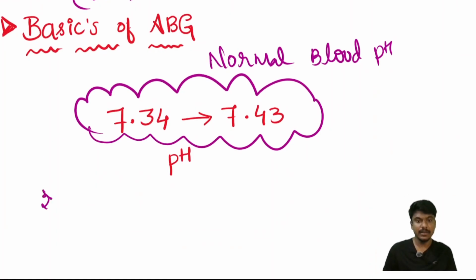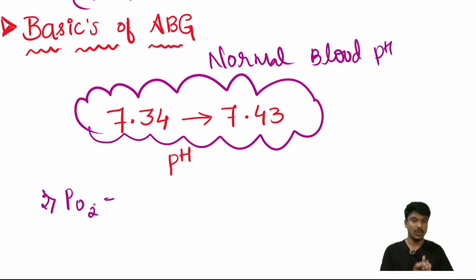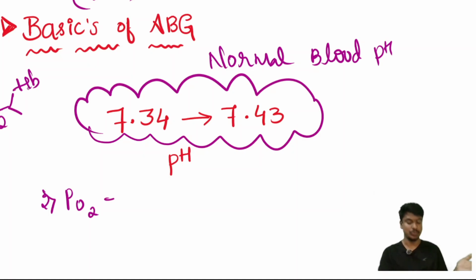Next, what is your normal PO2 level? PO2 is nothing but the partial pressure of oxygen inside the plasma. Oxygen will travel in two ways to the tissue. One is hemoglobin bound: oxygen will bind to the hemoglobin molecule present in your RBC, and then travel to the tissue. And one more transportation route will be your plasma.